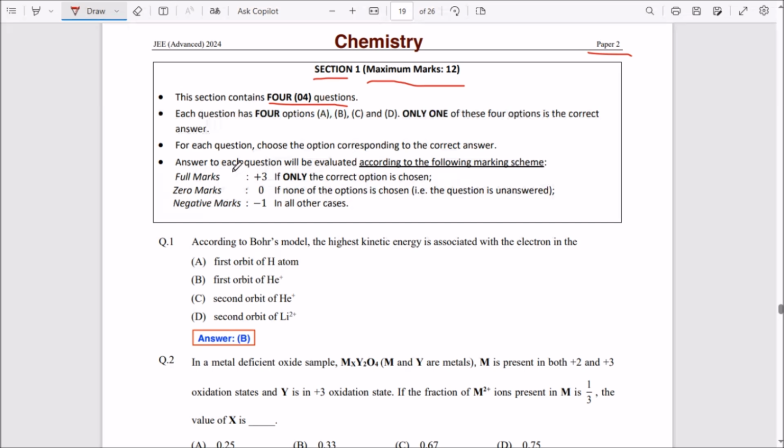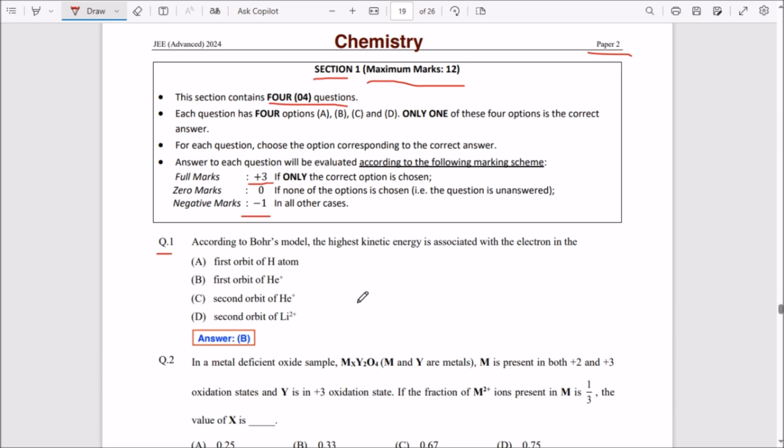Answer to each question will be evaluated according to the following marking scheme. Full marks plus 3 will be allotted if only the correct option is chosen. You will get 0 if none of the options is chosen. However, if you choose a wrong answer, -1 mark will be deducted. Let us see the questions.